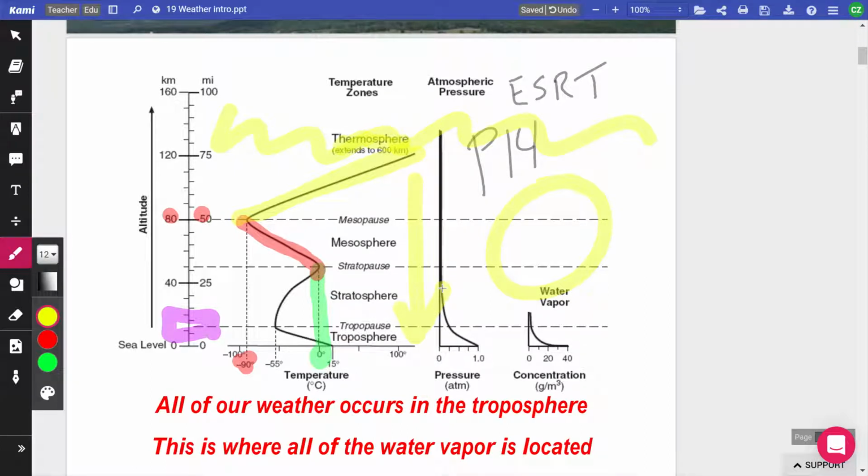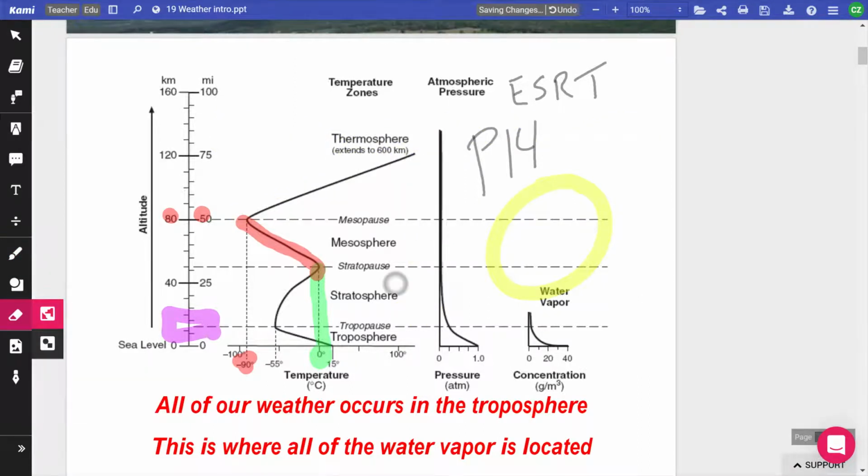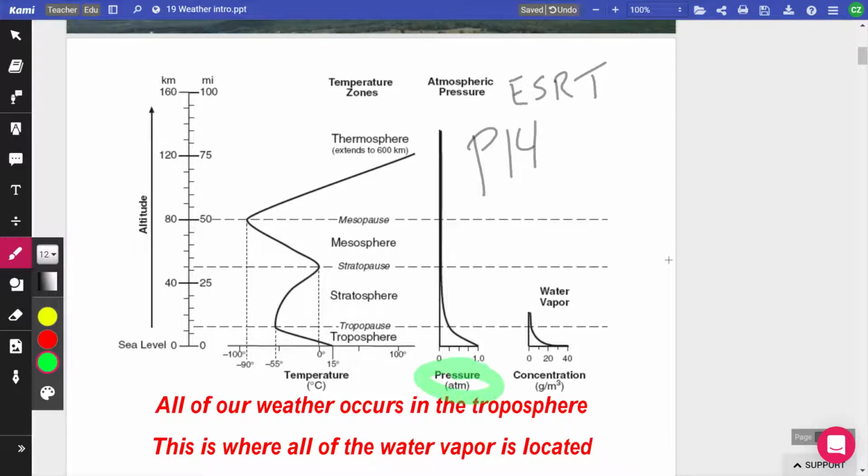Gravity holds everything down close to the ground that has weight, and all the molecules you might be thinking of have weight. And that's why we see this piece of pressure. I'm just going to take a look. Pressure, just right here, most of the pressure exists at the Earth's surface. Matter of fact, 1 atmosphere is at the Earth's surface.